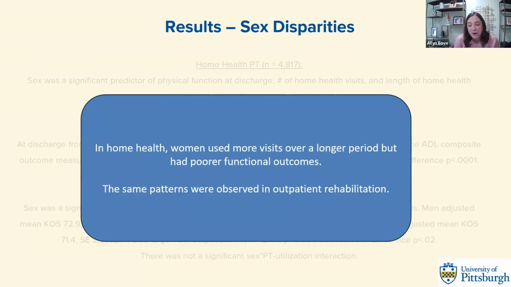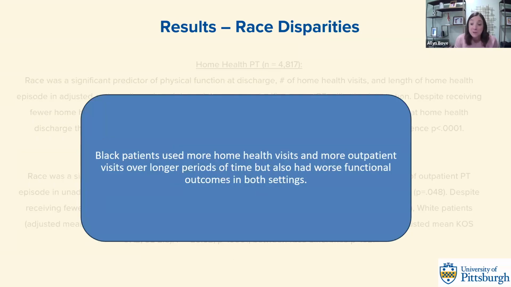When looking at disparities by sex, we found consistent sex disparities after knee arthroplasty, where women had poorer functional outcomes despite using more visits and having longer episodes of both home health and outpatient rehab care. We found very similar patterns when looking at race, where Black patients had greater rehab utilization but poorer functional outcomes than white patients in both settings.